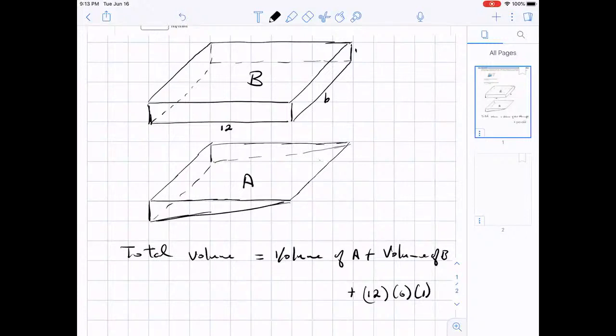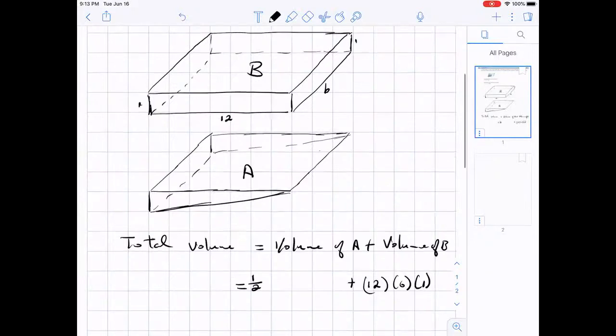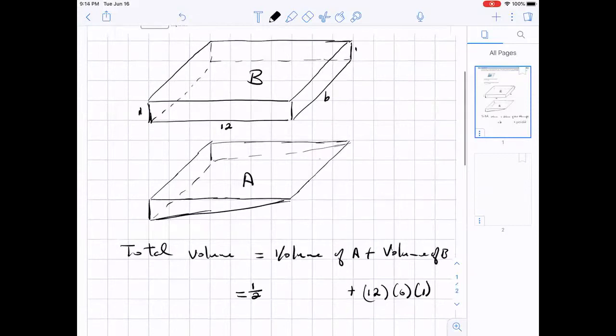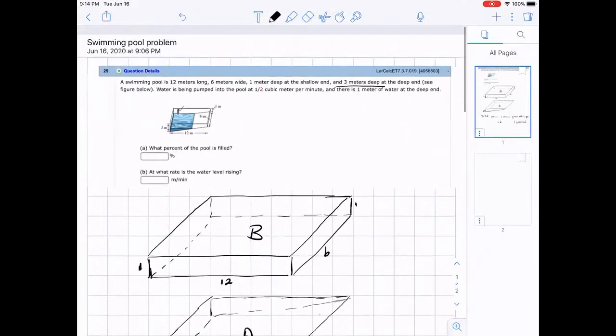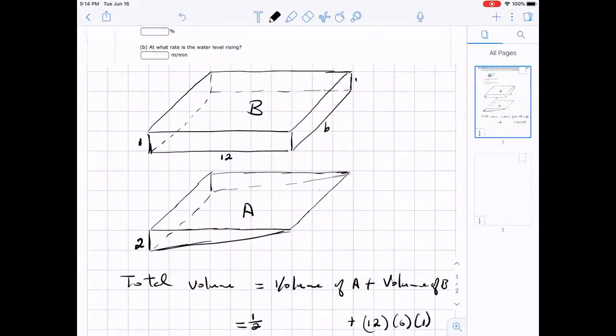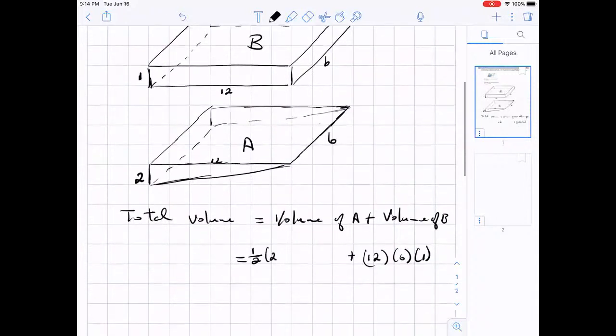And for the volume of A, since it's triangular, it's going to be 1/2. Now keep in mind that if this here is 1, and if you look at the question, the total is 3 meters deep. So if I combine them, this is 1, then this has to be 2, because when I put them together it was 3 meters deep, and 1 meter deep at the shallow end. It doesn't matter with the shallow because that is already cut out here. This is still 6 and this is still 12. So it will be 1/2 times 2 times 12 times 6.